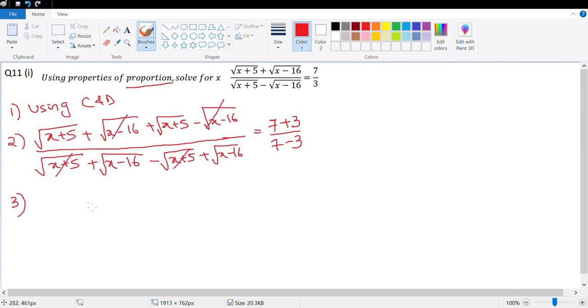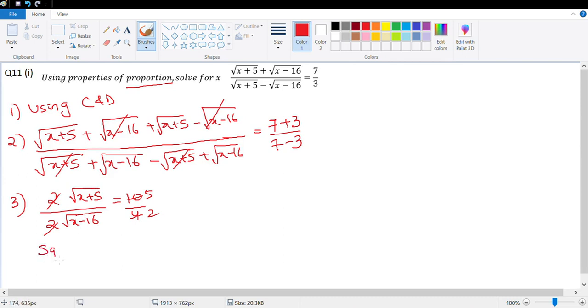So we have 2 times root x plus 5 upon 2 times root x minus 16 is equal to 7 plus 3, that's 10, 7 minus 3, that's 4, that's 5 upon 2. This 2 and this 2 get cancelled. So now we are left with root of x plus 5 upon root of x minus 16 is equal to 5 upon 2. Now we need to remove the square root sign. So let's go ahead and square both sides.